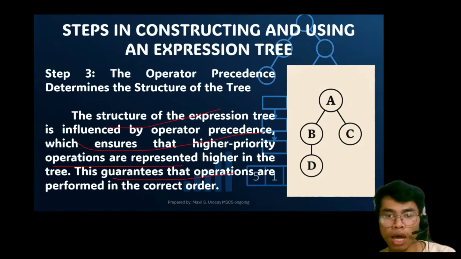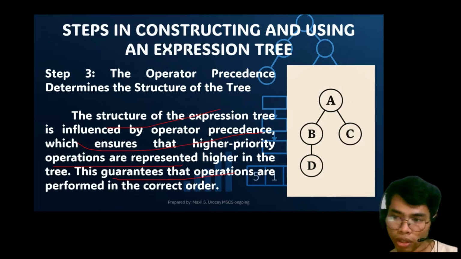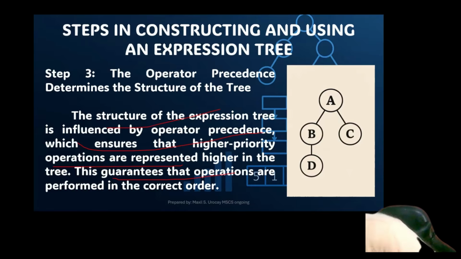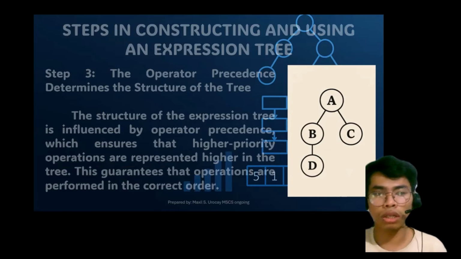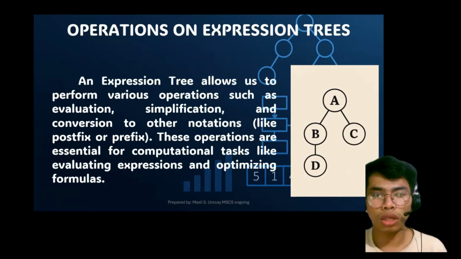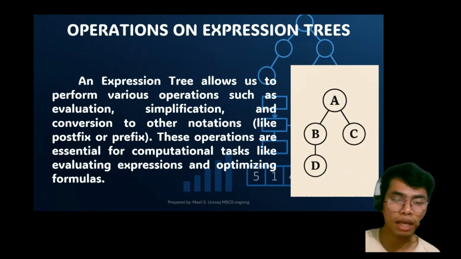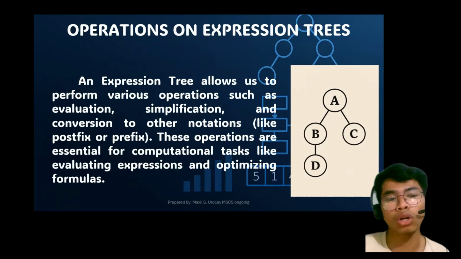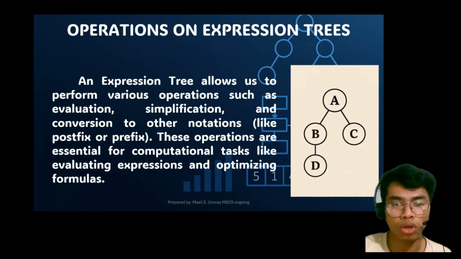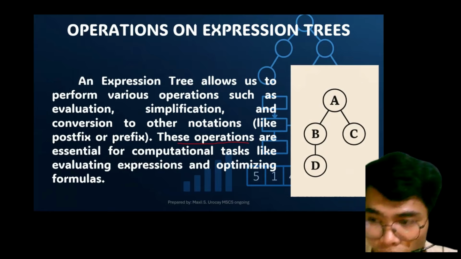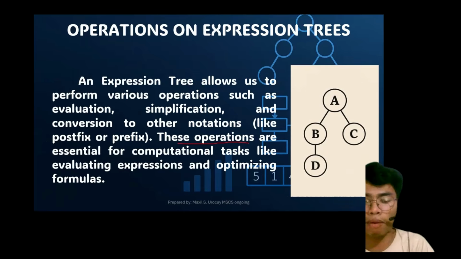So we have to perform the highest precedence and place that at the bottom part, and then going to the upper part will be those having the lowest precedence. So, the operations on expression trees. Talking about operations, they allow us to perform various operations such as evaluation, simplification, and conversion to other notations like postfix or prefix. So there will be many conversions that are going to happen in this expression. These operations are essential for computational tasks like evaluating expressions and optimizing formulas. So that's actually what is going to happen here.